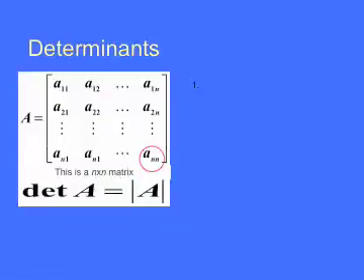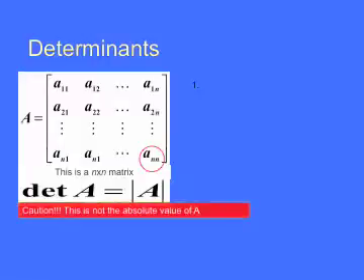The determinant of A is written as this symbol here with two vertical lines on either side of the capital A. Caution, this is not the absolute value of A. So make sure that you understand the context that you're working in. If you're working with matrices, these vertical lines ask you to find the determinant.